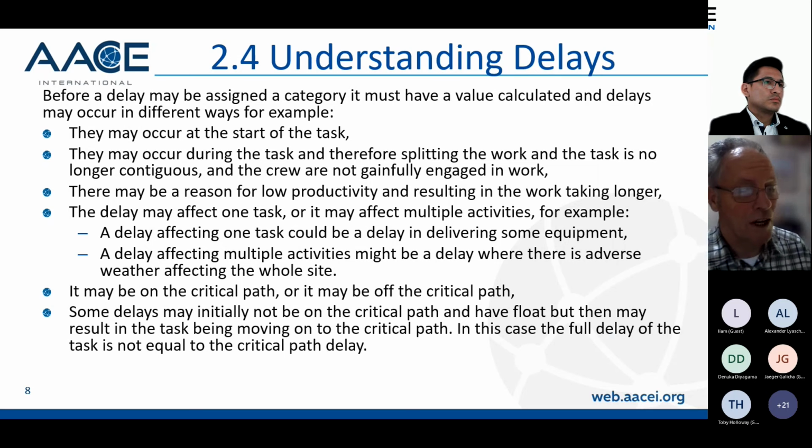Some delays may initially not be on the critical path and have float, but then result in the task moving onto the critical path. And then in this case, the full delay of the task is not equal to the critical delay. So the task may be delayed 10 days, but only 5 being on the critical path. So after 5 days, that task moves onto the critical path and a delay may be claimable.